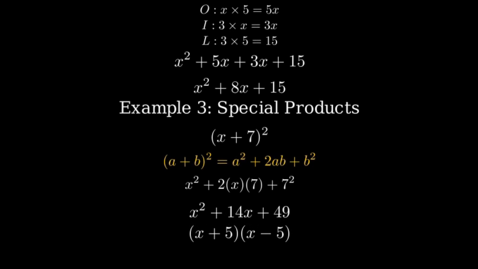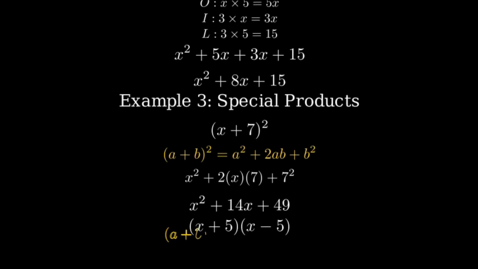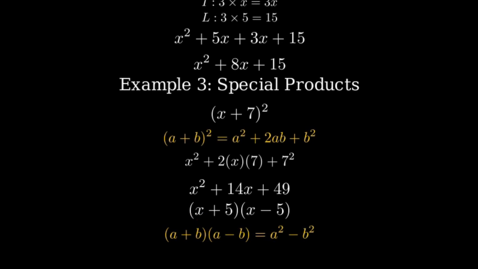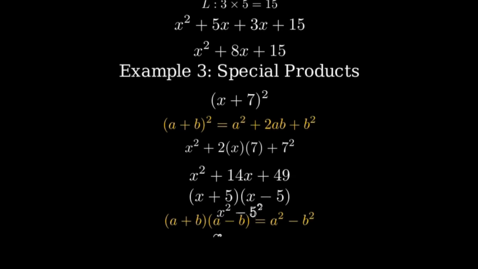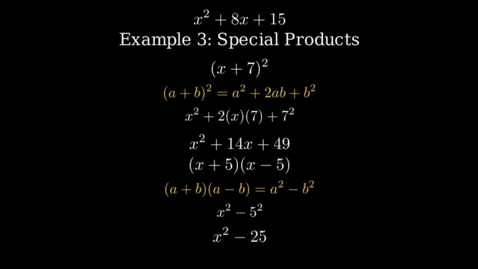Next, we have the difference of squares, the expression (x plus 5) multiplied by (x minus 5). For any expressions in the form (a plus b) multiplied by (a minus b), we can use the formula (a plus b) times (a minus b) equals a squared minus b squared. So, (x plus 5) multiplied by (x minus 5) equals x squared minus 5 squared, which is x squared minus 25.